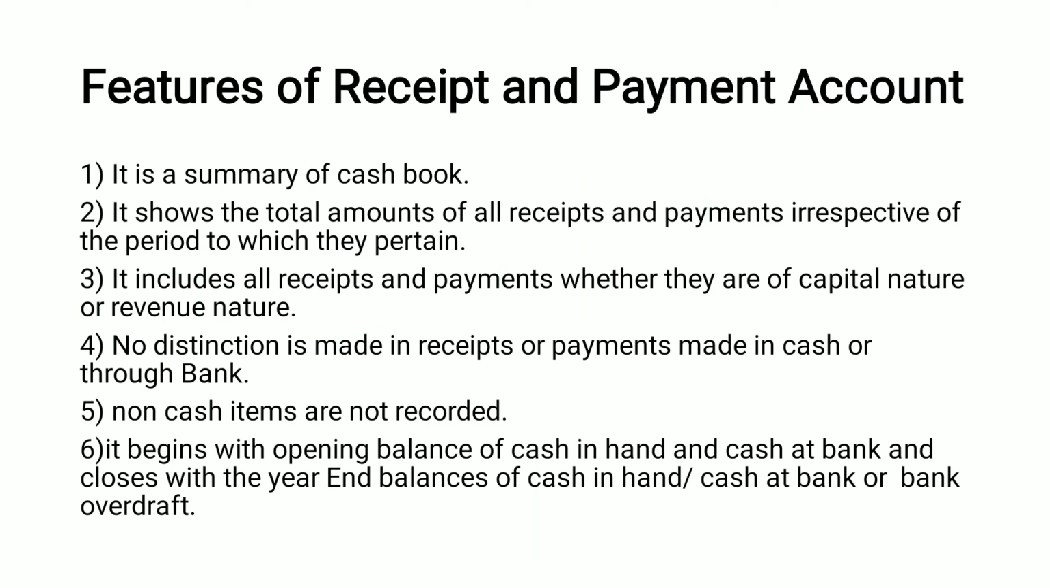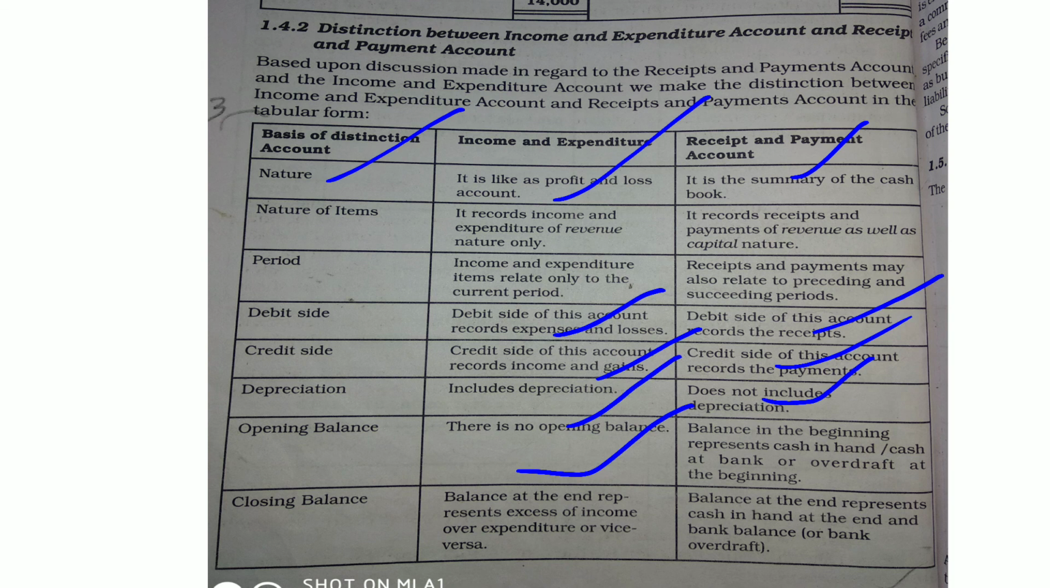Okay, this is about the income and expenditure account and receipt and payment account difference. So the opening balance will not be there in the income and expenditure account, but in the receipt and payment account you can observe the opening and closing balances of cash in hand and cash at bank. This is about the difference between these accounts.